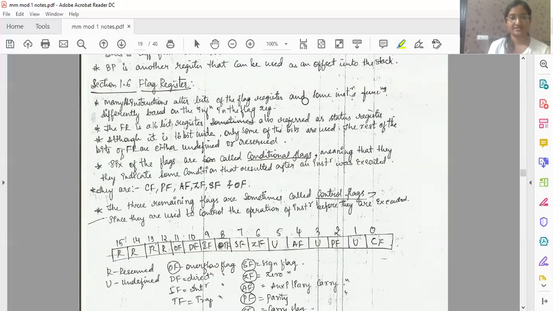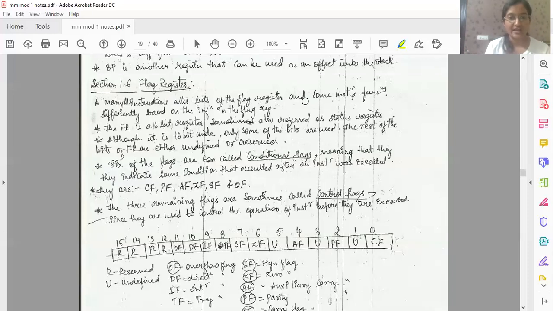Six of the flags are called conditional flags. What does that mean? They indicate some condition that resulted after an instruction was executed. Like we have the carry flag, parity flag, auxiliary flag, zero flag, sign flag, and overflow flag. The overflow flag is one you are hearing about for the first time in 8086. We did not have an overflow flag in 8085, right? So in 8086, we have a few more flags which were not present in 8085, right?